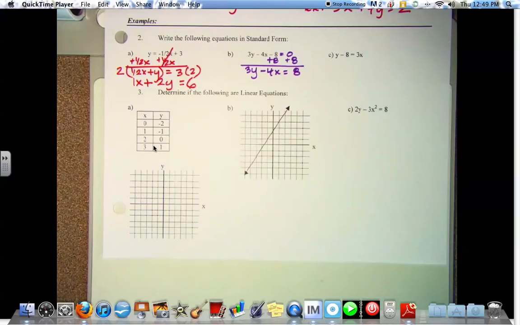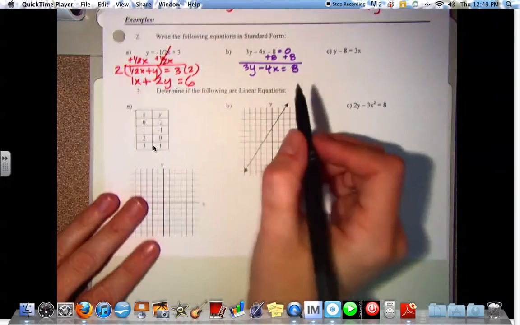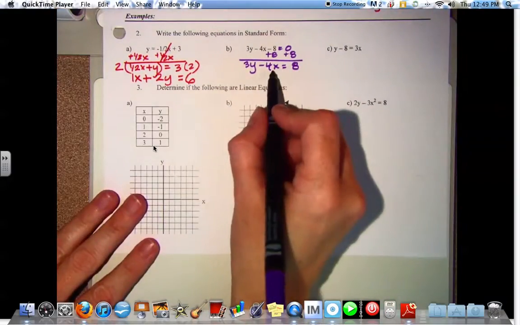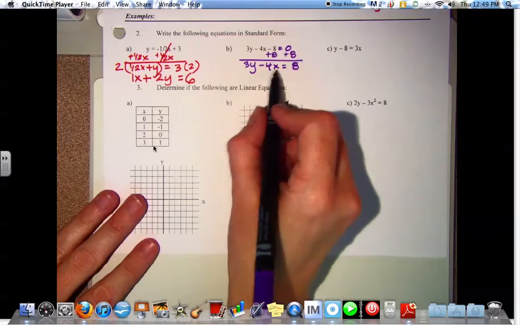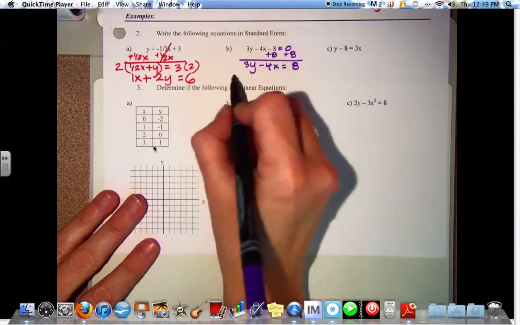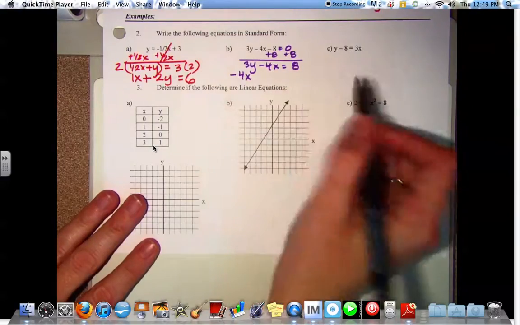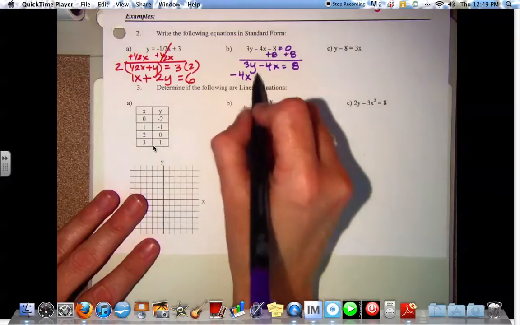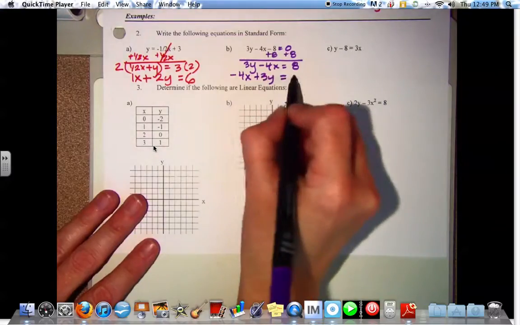Now, which term is supposed to be first? The x. So I'm just going to flip-flop the positions of the 3y and the 4x. Now, you need to make sure that you take signs with the proper term. So this 4x is actually negative, so you need to bring the negative sign with it: negative 4x plus 3y equals 8.